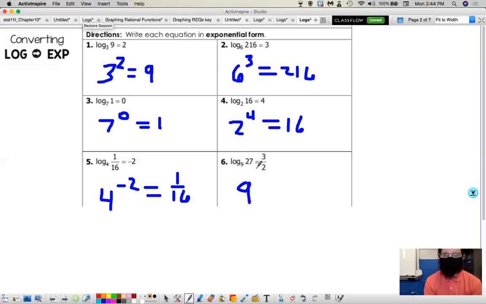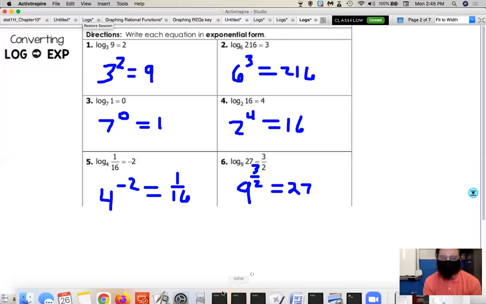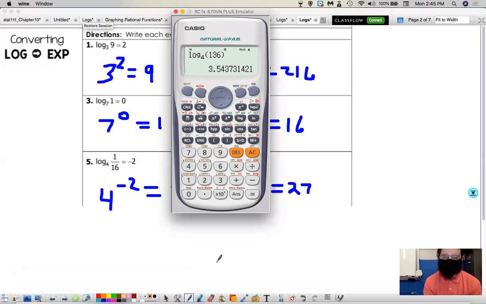9 to the 3 halves, well, let's check it out. It's equal to 27 apparently. Remember, your denominator is your root, so that's the second root of 9. Square root of 9 is 3. 3 to the third power is 27. Checks out. Of course, you can use this guy, which we'll be relying on a lot in a minute.